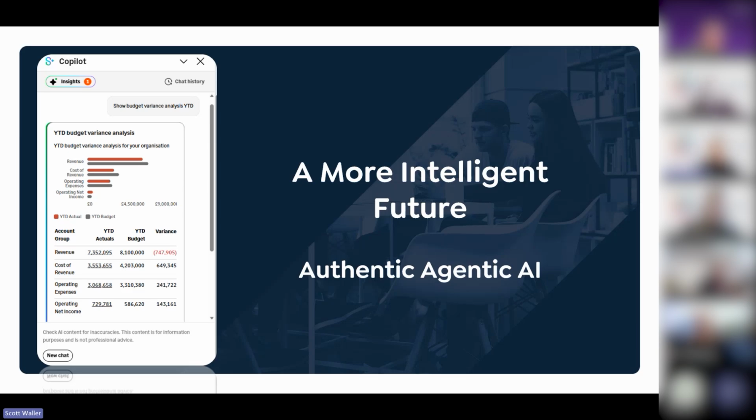So you'll see on the left-hand side, we said to Sage Copilot there, can you show me budget variance analysis year to date? The system's gone away, pulled us a report and actually shown it. We can then ask it human questions on there. So can you explain why operating expenses are over budget or under budget? And it will go away and it will look through the transactions and it will give us a report to explain that for us as well. So that's the next level of AI that's coming with that.